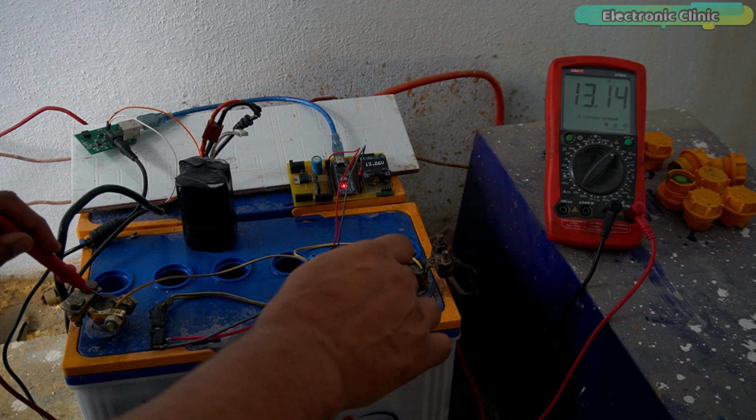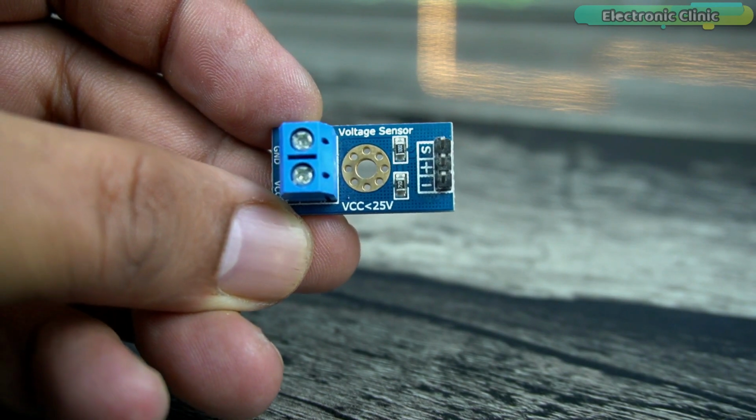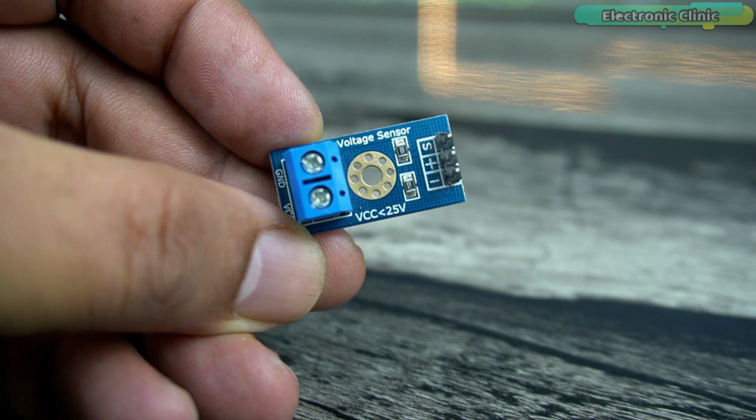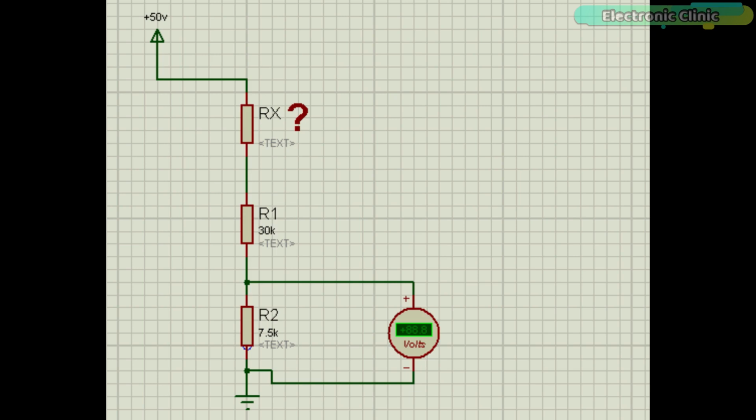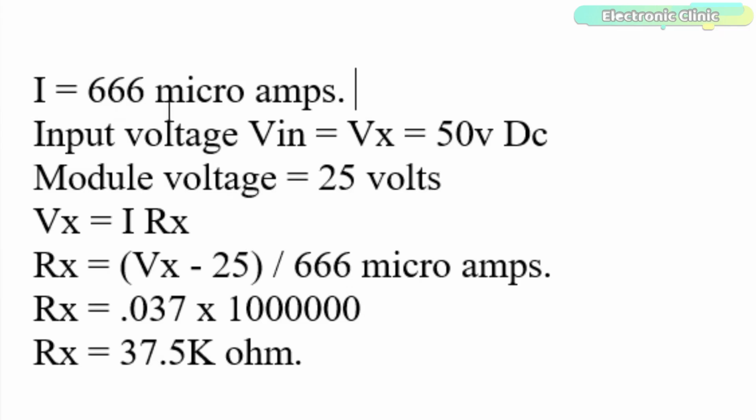Next, I'm going to explain how to modify this voltage sensor for measuring high voltages. Let's start with 50 volts. Let's imagine you want to measure your electric bike battery voltage. Now, the circuit will become like this. To measure high voltage, I added another resistor in series, Rx, and we have to find its value. As we have already calculated, the current I is equal to 666 microamps.